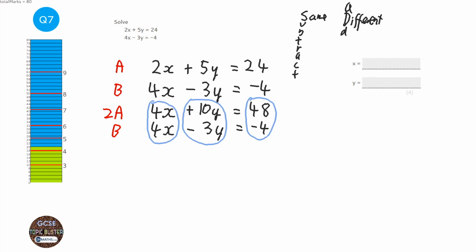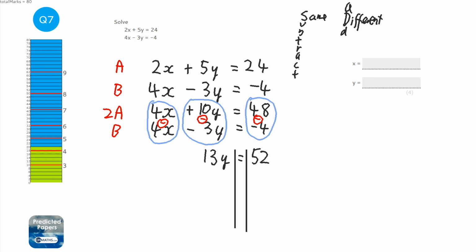Now the signs are the same because they're both positive, so we are going to be subtracting. So a minus there, a minus there, and a minus there. Okay, let's start. 4x take away 4x is nothing, which is good because it needs to be nothing. 10y minus 3y. Now 2 minuses make a plus, so that's 10y plus 3y, which would be 13y. And we've got 48 plus, because the 2 minuses make a plus 4, which is going to be 52. I'm going to put my lines in.